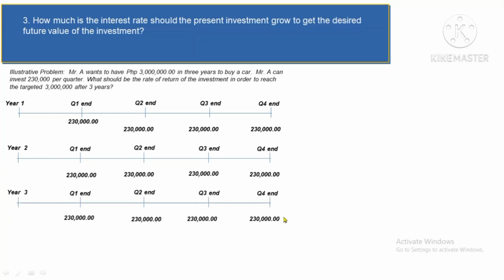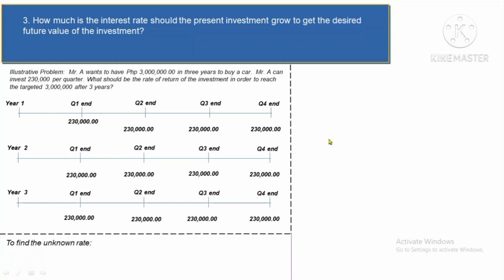However, at the end of the third year, we should be having 3 million. We are expecting to have 3 million as the value of the investment. So aside from this pattern, we are going to use this timeline analysis to check our answer later. The important question is, how do we get the missing rate?